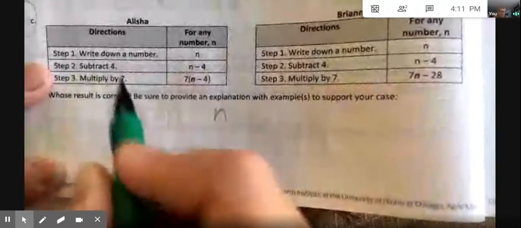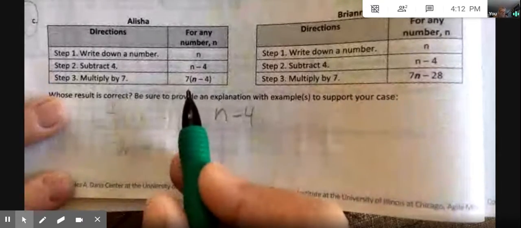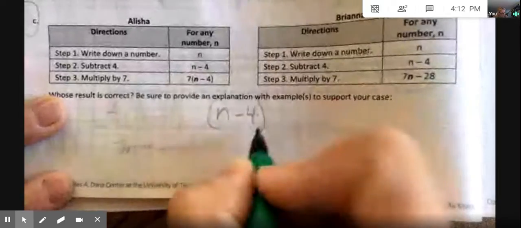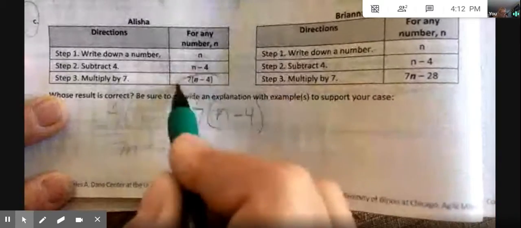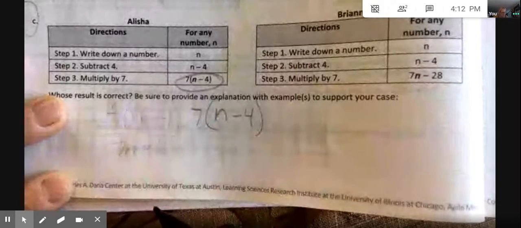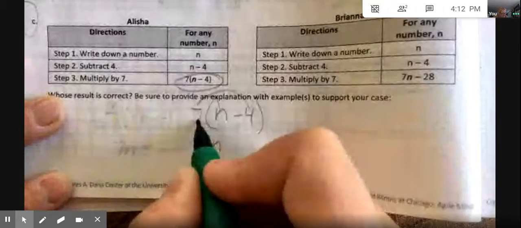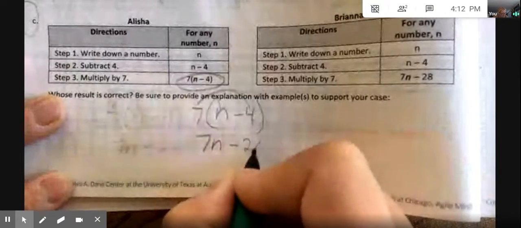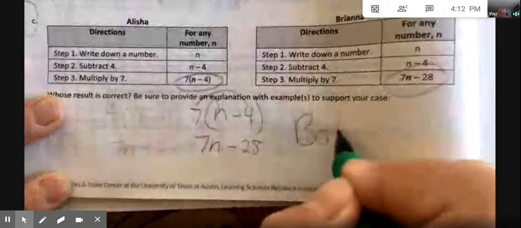Write down a number n, subtract 4, and then multiply by 7. So remember, you got to multiply the whole thing by 7. So this looks exactly like Alicia, but let's go ahead and use the distributive property to multiply that. 7 times n is 7n. 7 times negative 4 is negative 28. And look at that. They are both right.